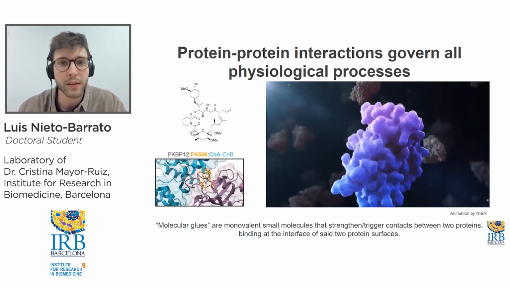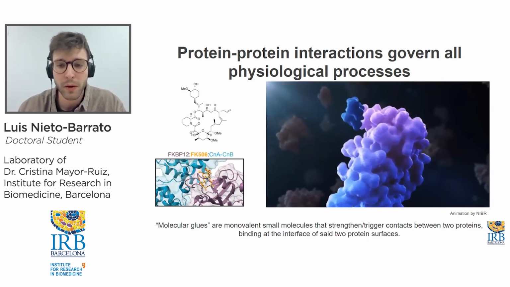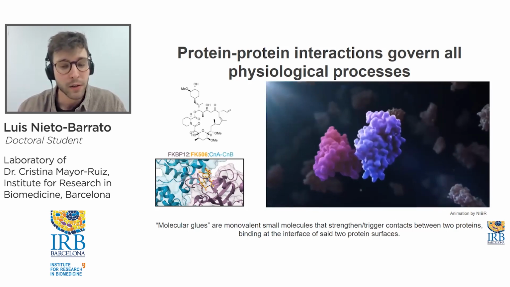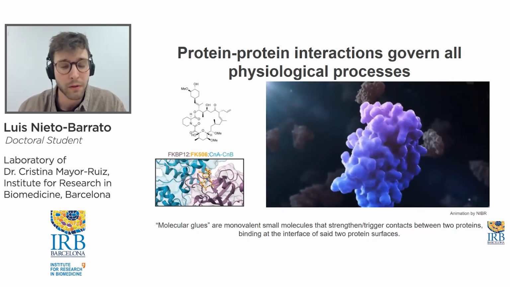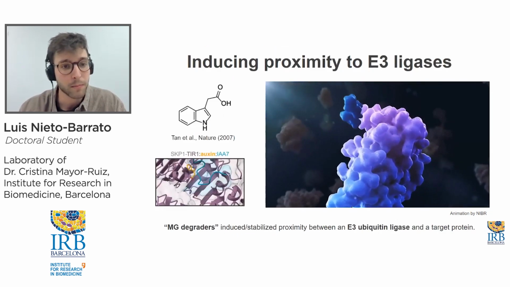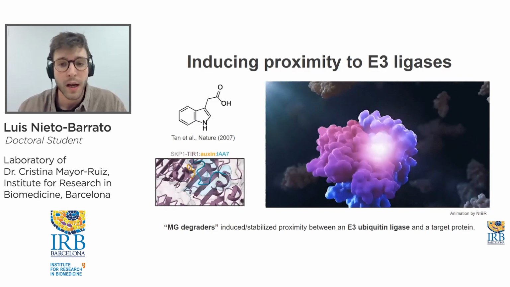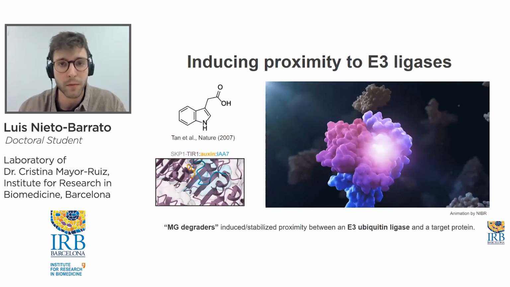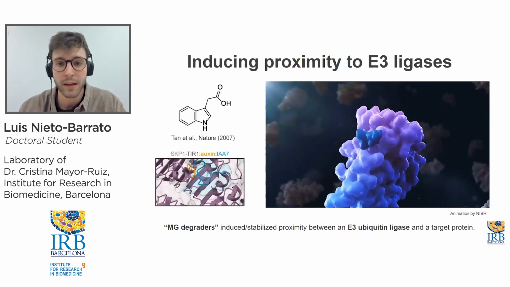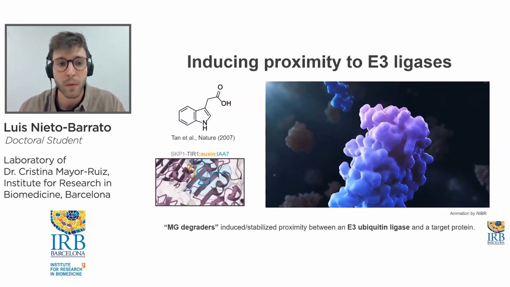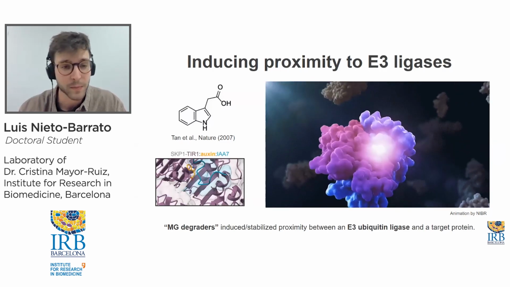But it was especially interesting that some molecular glues could recruit an E3 ubiquitin ligase to a target protein. And those were named molecular glue degraders. A good example of these is the hormone auxin. And this discovery, together with other discoveries with bifunctional molecules, set the basis of a new paradigm in drug discovery that we now know as targeted protein degradation.